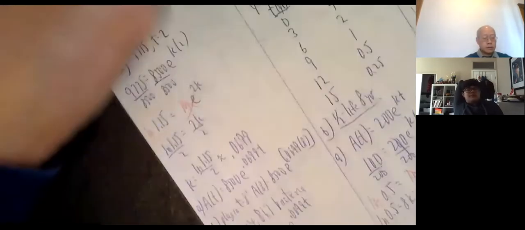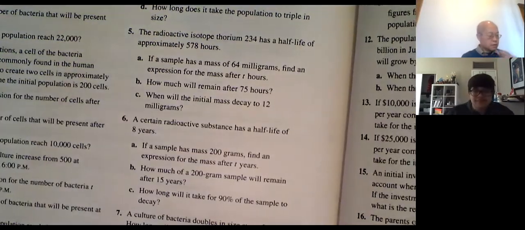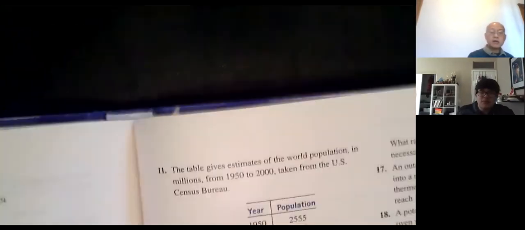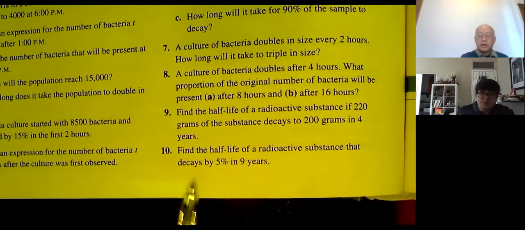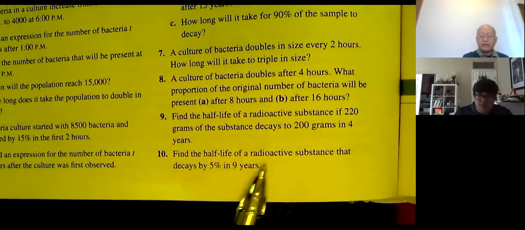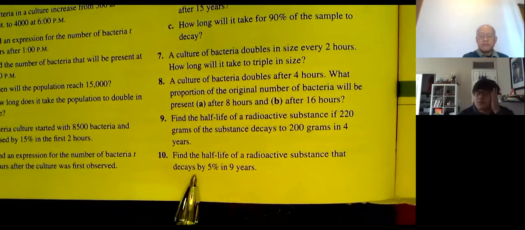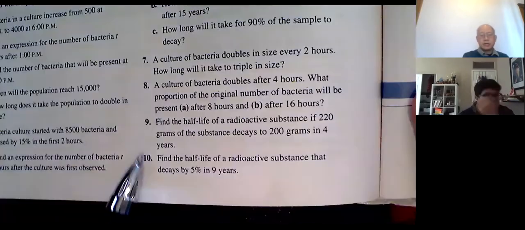All right. Number 10. A little bit shorter problem. There's less to it, I guess. But it doesn't mean it's short. Find the half-life of a radioactive substance that decays by 5% in 9 years.